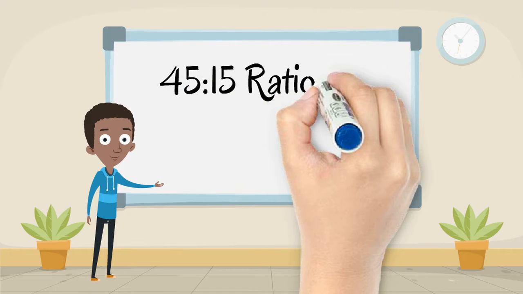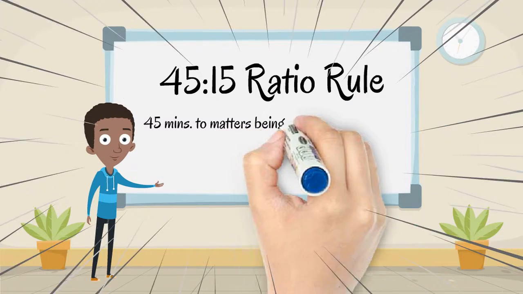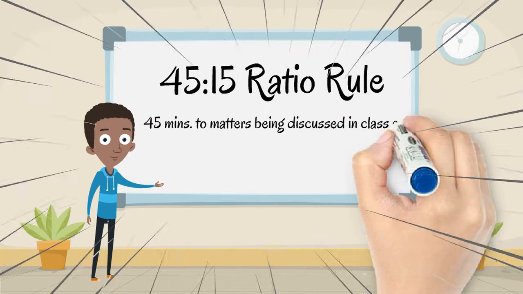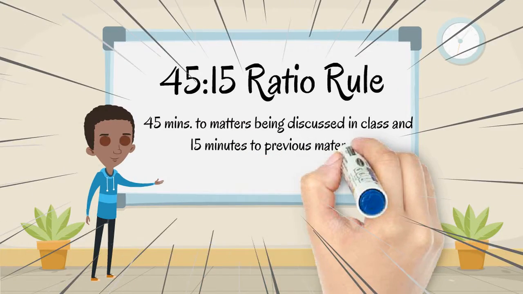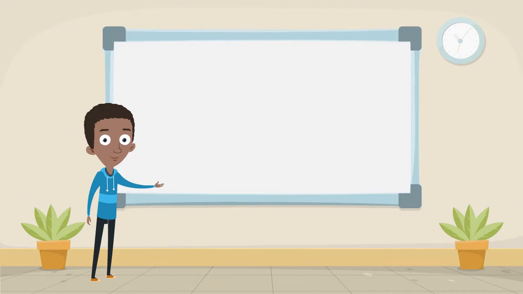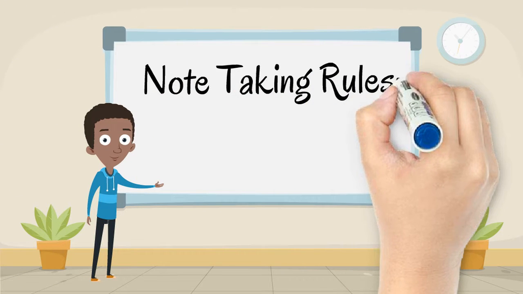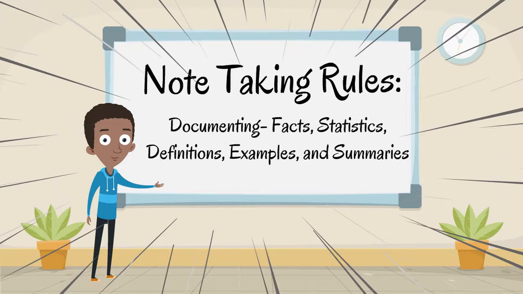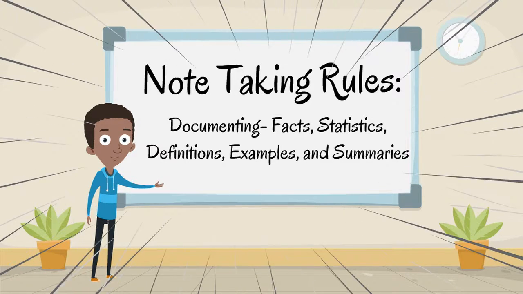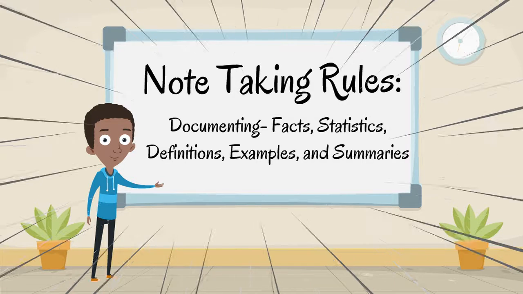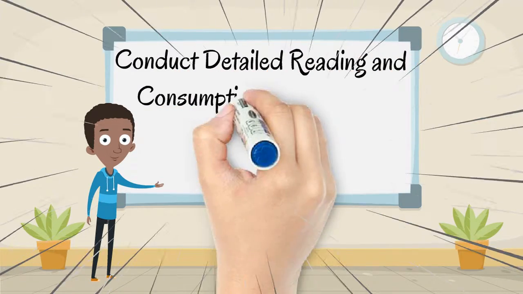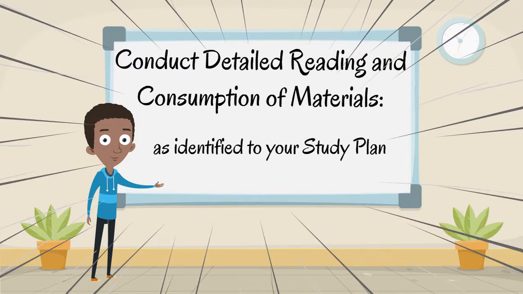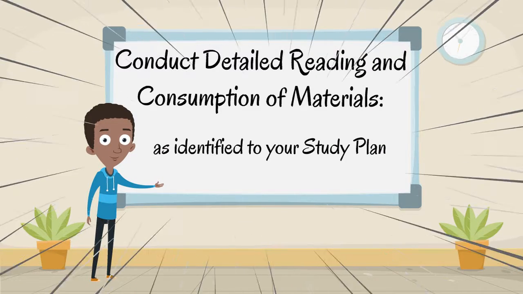Remember the 45:15 ratio rule. For each hour, provide 45 minutes to matters being discussed in class and 15 minutes to previous materials. Remember note-taking rules, documenting facts, statistics, definitions, examples, and summaries. Conduct detailed reading and consumption of materials as identified in your study plan.